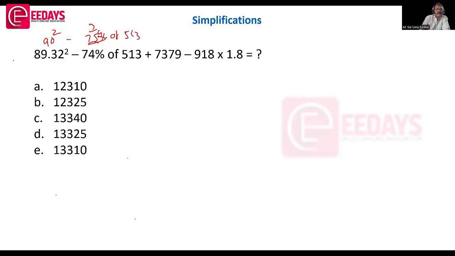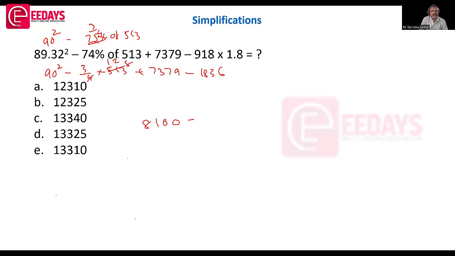Okay, this is the 90 square minus 3/4 of 513 plus 7379 minus this is equal to 2. Let us take 1.8 equal to 2 అయింది అనుకోండి. ఇక్కడ ఎంత ఉంది మనకి? 900 into 2, 1800, 1836, right? So what happened? 8100 minus 4 1 time, 11 2 times, and next 33 8 times.